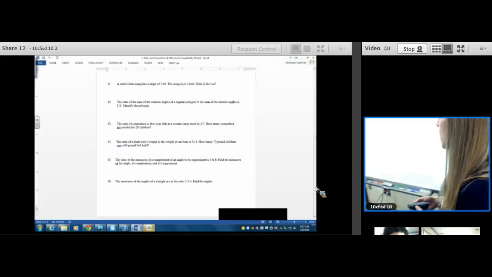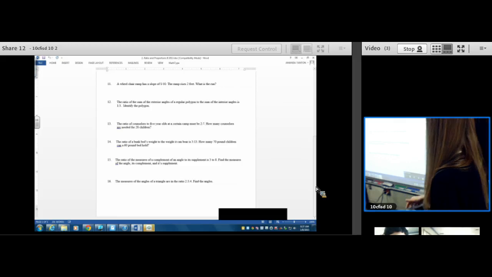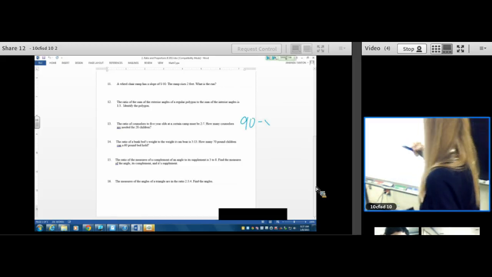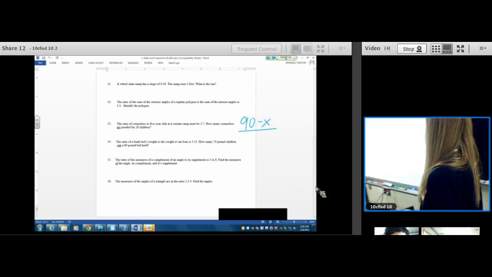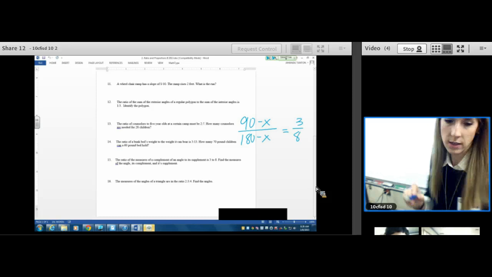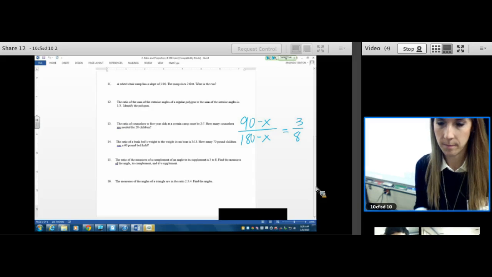The ratio of the measures of a complement of an angle to its supplement is 3 to 8. What's the complement of an angle? The complement is 90 minus x. What's the supplement of an angle? 180 minus x. The complement to the supplement is 3 to 8. So then you're going to cross multiply that.